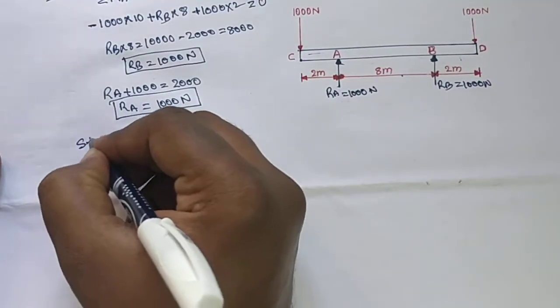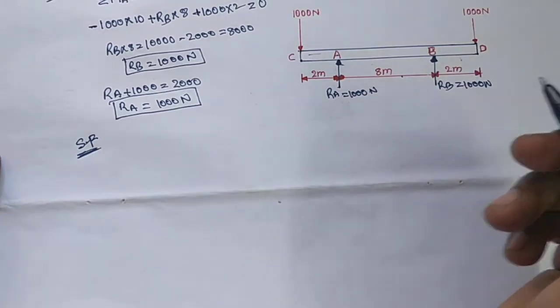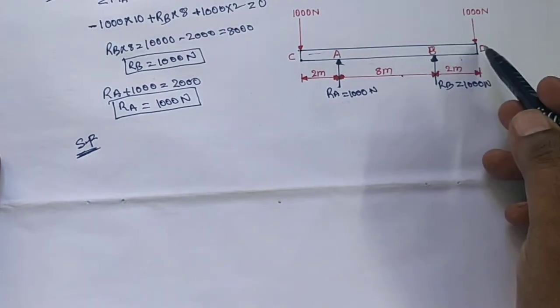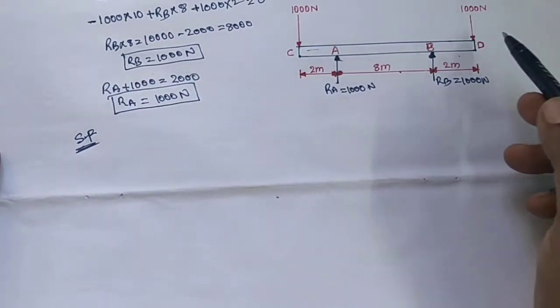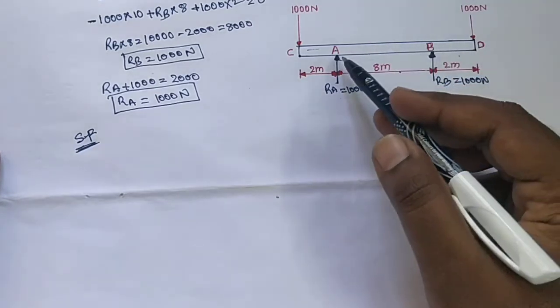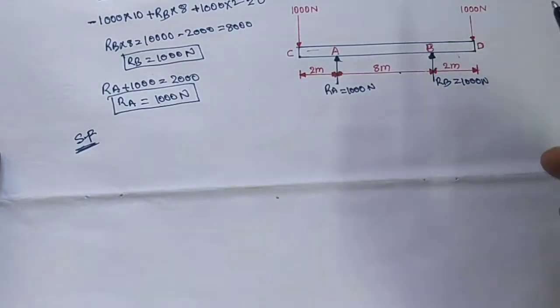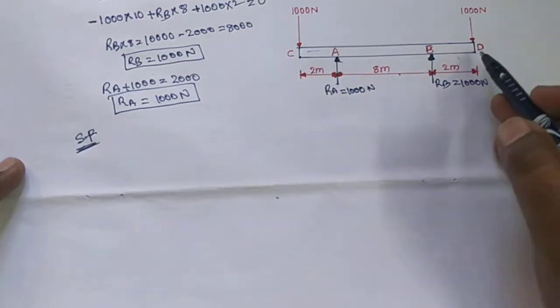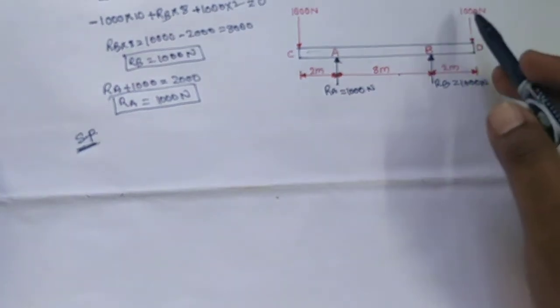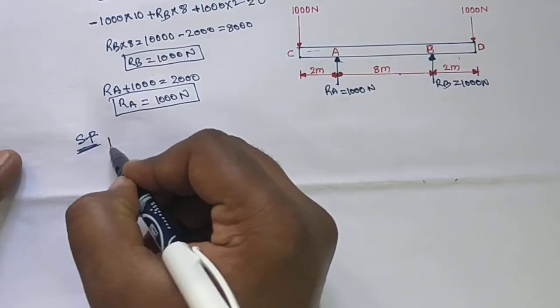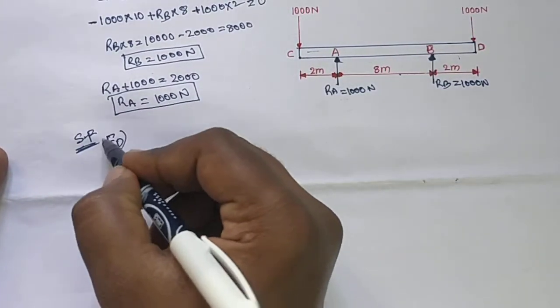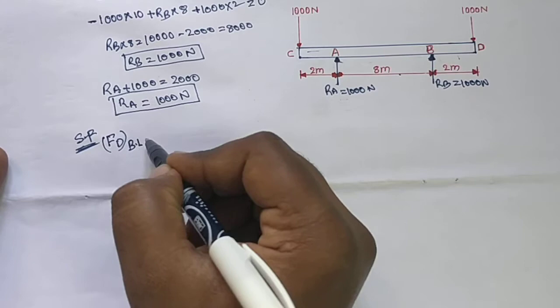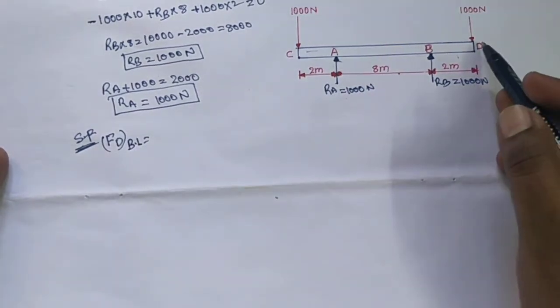Shear force values. Shear force we need to calculate at every point, that is point D, B, A and C. I am coming from point D. At point D, there is a load acting, so we need to consider before and after the load. Shear force at point D, before load, the value is 0.